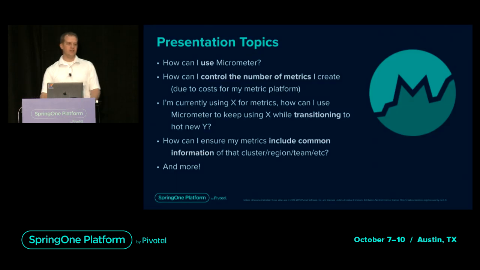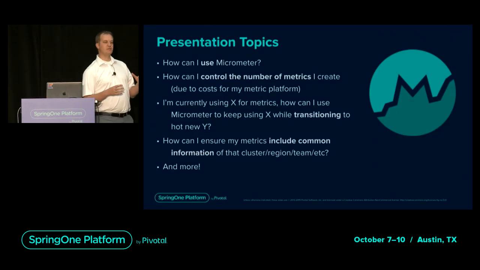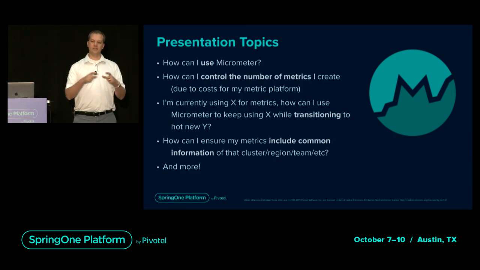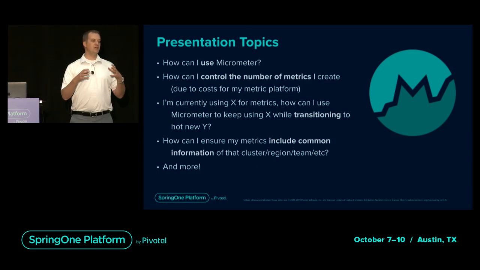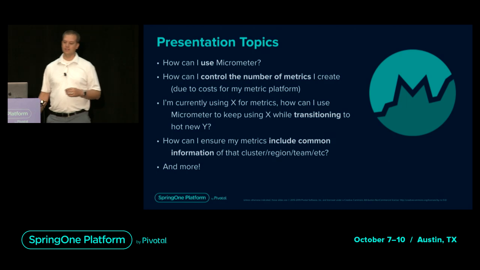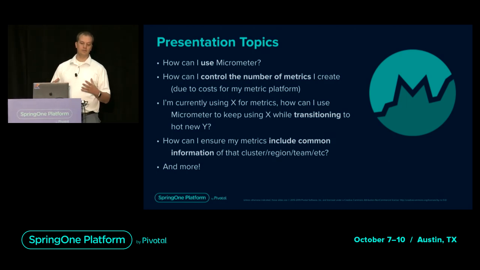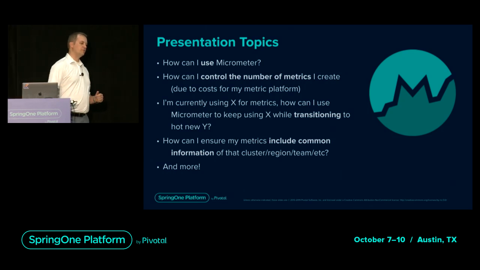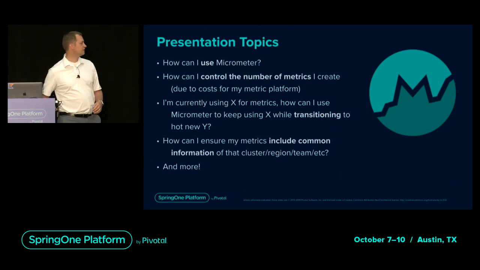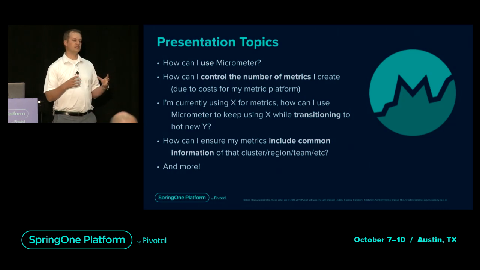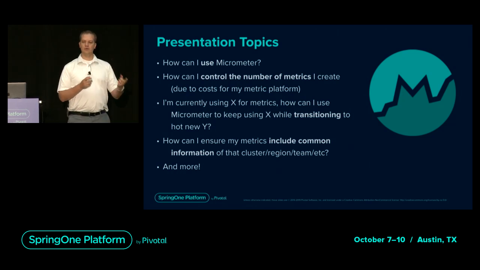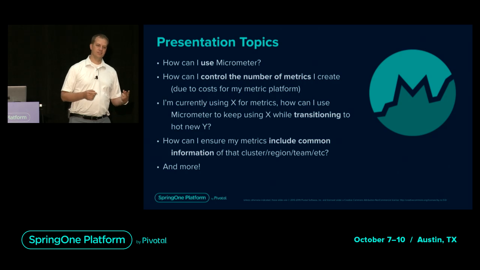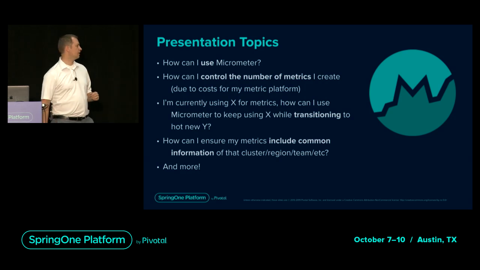Okay, so the goal of this presentation is a very quick introduction, and then a deep dive into a number of features of Micrometer that make it very easy to adopt and use in your projects. So we're going to talk about how you can use Micrometer, very initial things. How can you control the number of metrics? Because once you have one metric, you want 2 metrics, and then 20 metrics, and then frequently it turns into 10,000 metrics, which is not a bad thing, but at the same time you want to be able to control that.